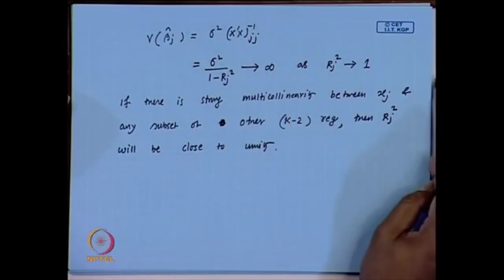So, this proves that today we could manage to talk about only one effect of multicollinearity, only one problem due to multicollinearity, that strong multicollinearity results in large variance and covariance of the regression coefficients. We illustrated this point both for the multiple linear regression model using two regressor variables and then in general.